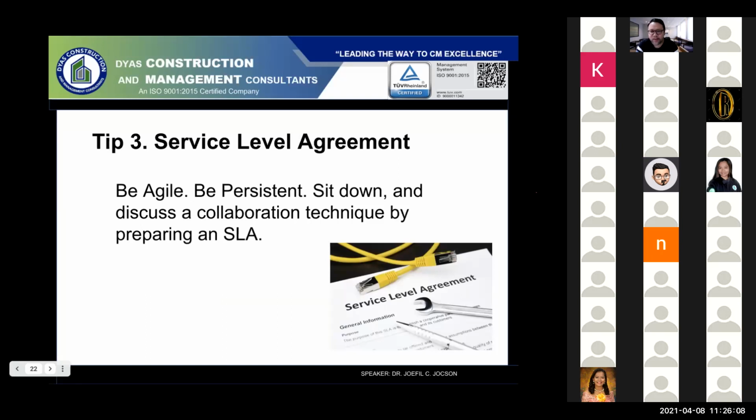Hintayin bukas. That agility, no? Kasi hintayin pa natin bukas, that's another delay. Delay and delay. Be persistent. As a contractor, engineer, be persistent. Or DYAS or CM. Ano na nangyari?